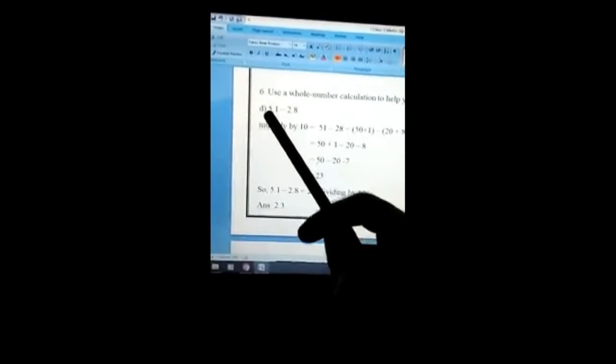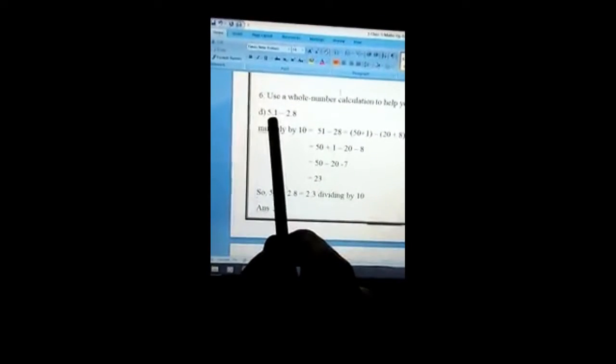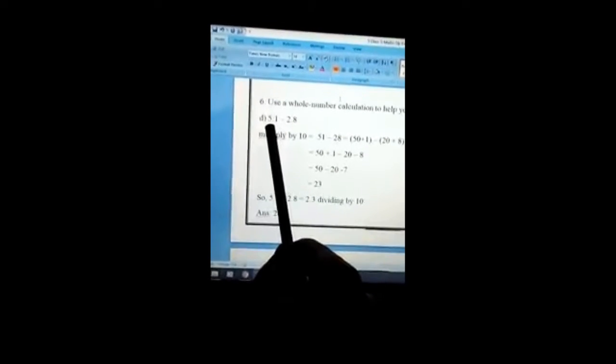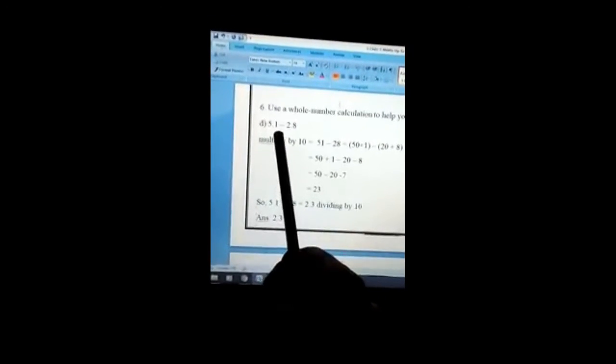Okay, so this is a decimal number. To change this decimal number, we need to multiply with 10 to make it a whole number. So write it down. Multiply by 10 is equals to 51. After multiplying by 10, 10 multiplied by 5.1 will be 51.